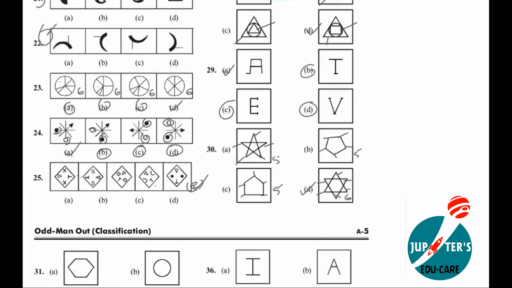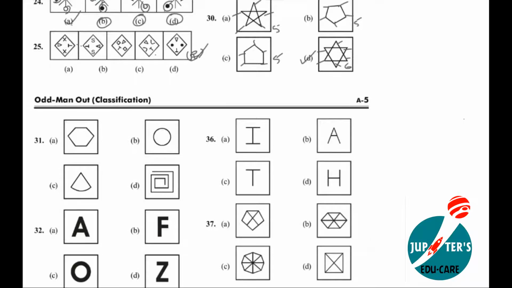Question number 31. I will write option A. It is a completely closed figure. In option B, it is also a completely closed figure. In option C also it is a completely closed figure. But in case of option D, it is not completely closed. So D is our answer. It is a very easy question, students.